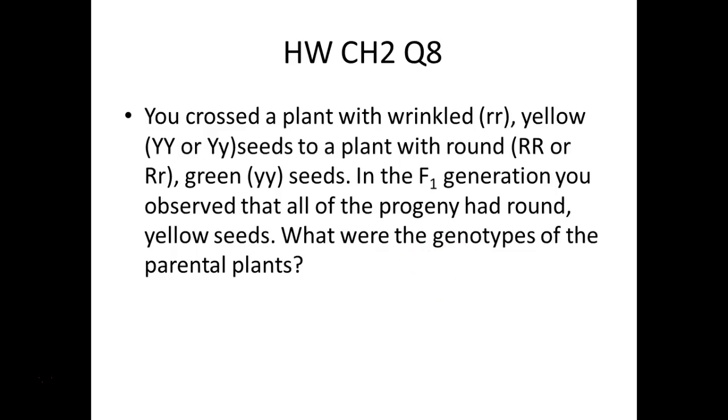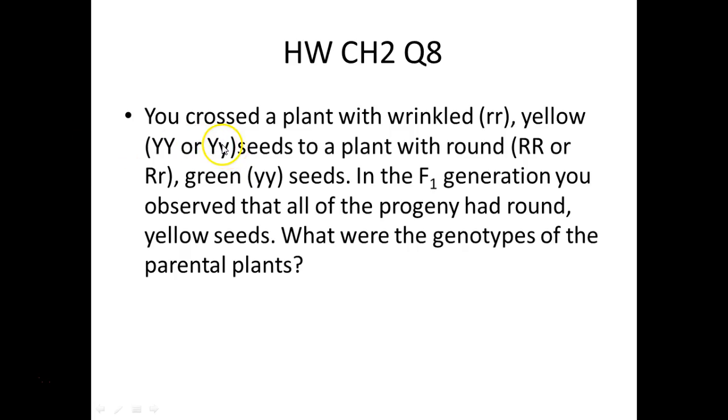All right, question 8. So we want to cross wrinkled with yellow. Again, remember, wrinkled is going to be little r's, it's recessive, homozygous. Yellow can be one of two possibilities, right, because it's the dominant trait. Seeds to the plant with round, again, round is the dominant, so it can be homozygous or heterozygous and have that phenotype. And then green is little y. In the first generation, you observe all the progeny are round and yellow. So what are the genotypes of the parents if all their kids are round and yellow? These are the ones we have to figure out.